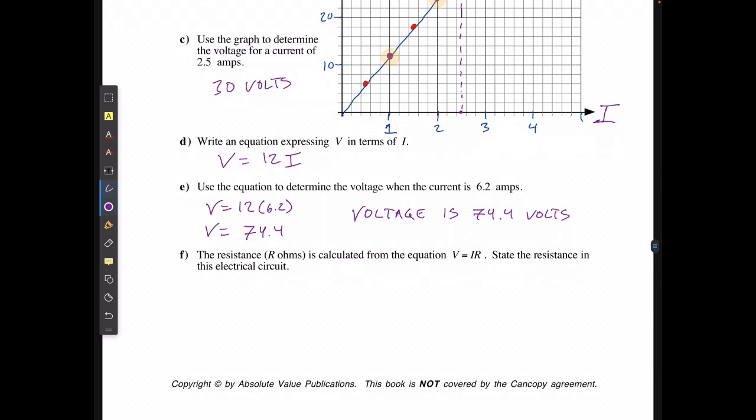If the resistance, or R ohms, is calculated from the equation, the voltage is equal to the amps times the ohms, state the resistance in this electrical circuit. Well, we can see from our equation that if voltage is equal to I times R, then the R value is equal to 12, and it's measured in ohms.